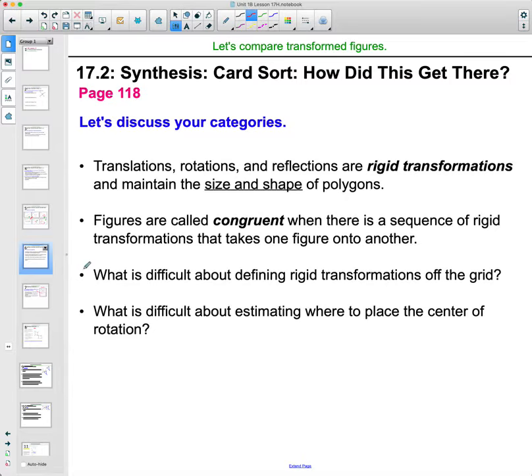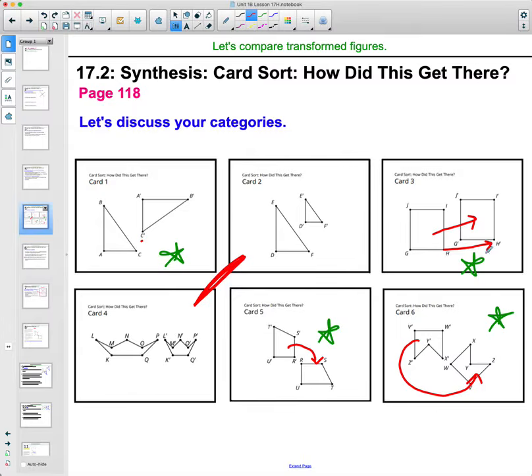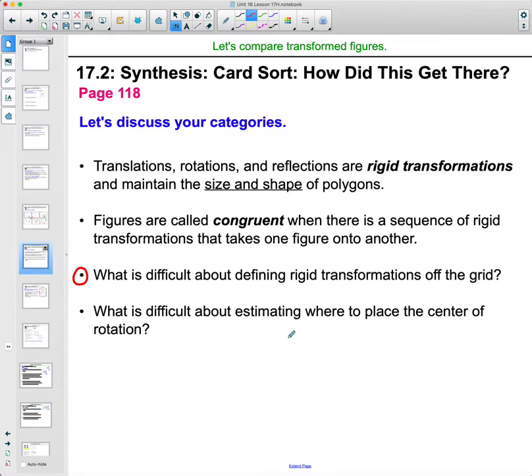But it becomes a little bit harder to define rigid transformations when there isn't a grid behind them, because we can't fully see if they're exactly the same size. We can't see the exact lengths of the sides. We can't name the translations specifically, like left 4, up 1, or where the point of rotation is exactly. So when it's not on a grid, it becomes a little bit more challenging to define and describe specifically.